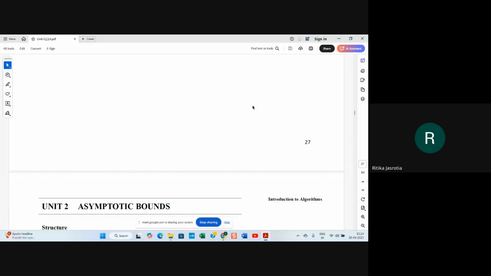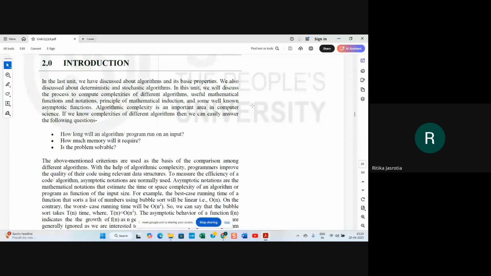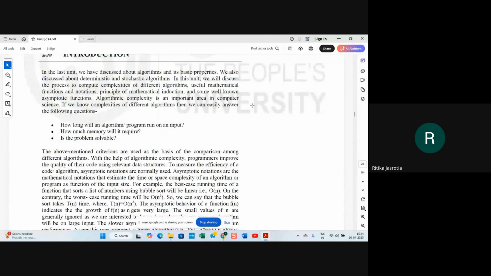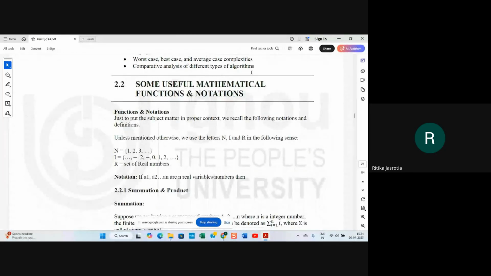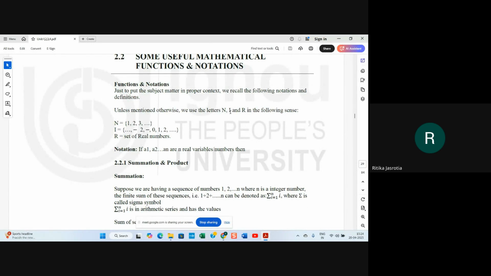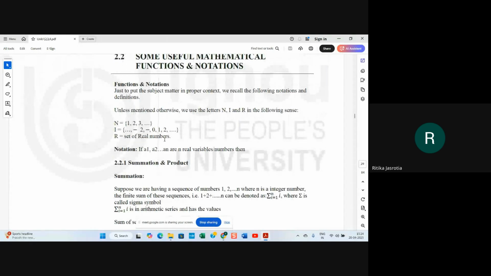Then the next unit which they are talking about is asymptotic bounds. We have already covered certain things in asymptotic notations, and they are describing it again in full. So some useful mathematical functions and notations they are talking about. Here they use N, I, and R in the following sense: N is natural numbers, I is integers, R is the set of real numbers, right? So these notations are used in mathematics generally.